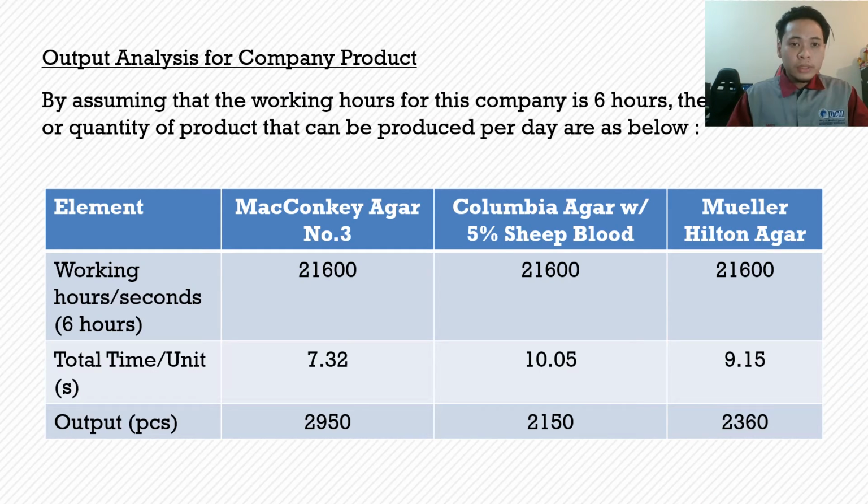The table shows the output analysis for the company product. By assuming that the working hours for this company is 6 hours, the output or quantity of product that can be produced per day. The products were chosen based on high demand from the customer, which are MacConkey agar number 3, Columbia agar with 5% sheep blood, and Mueller Hinton agar.